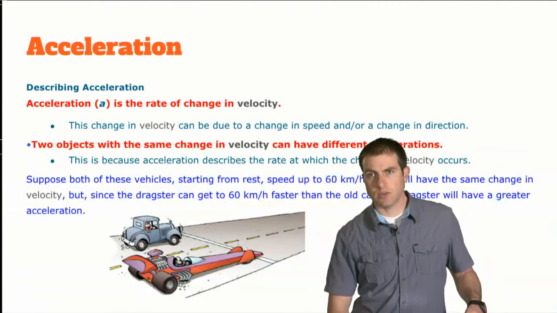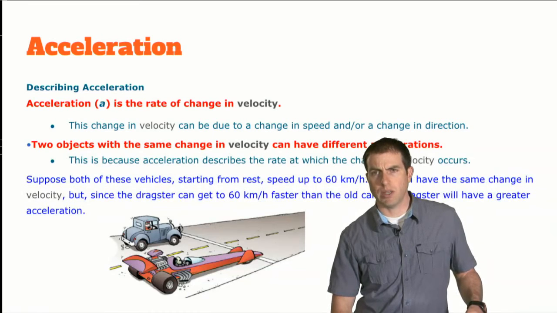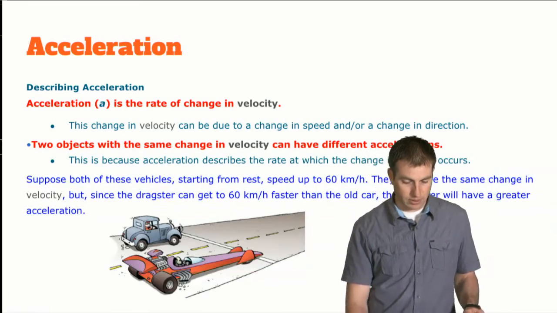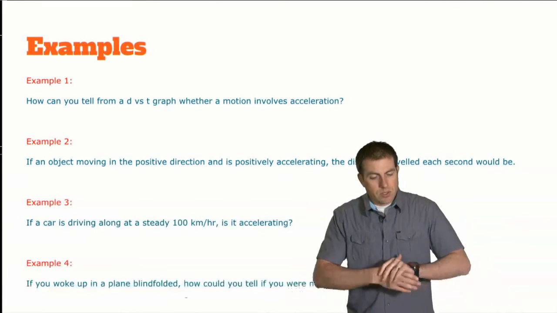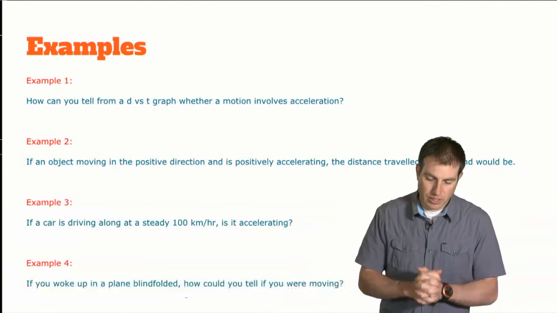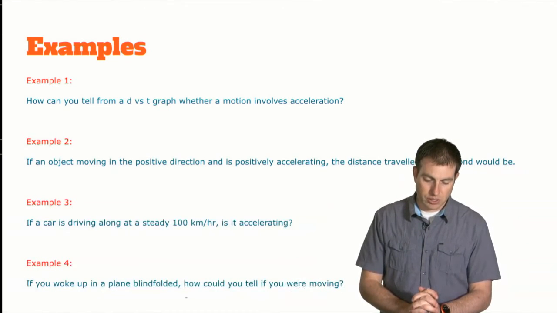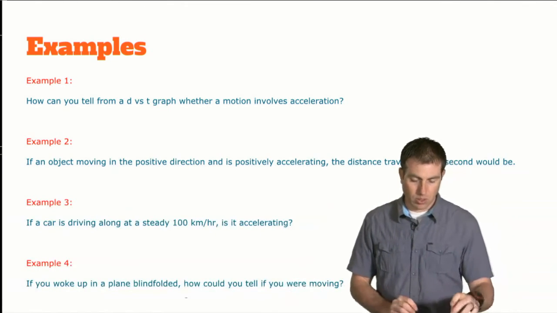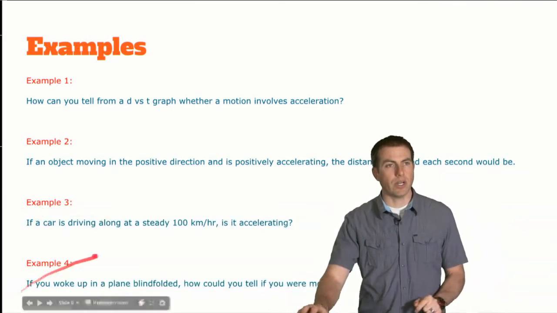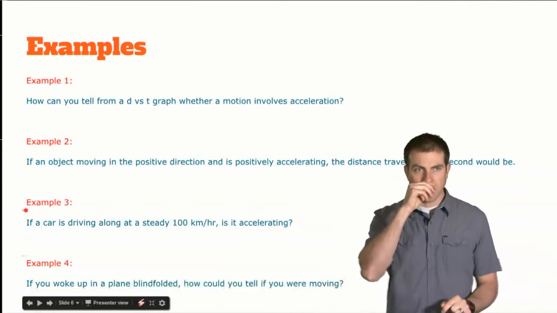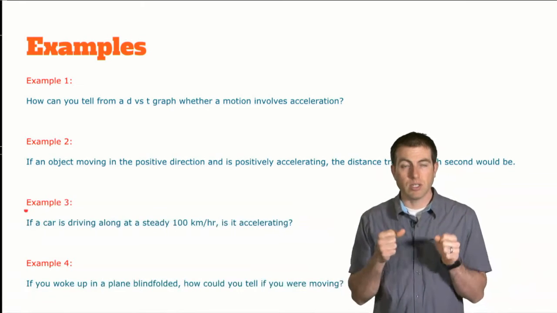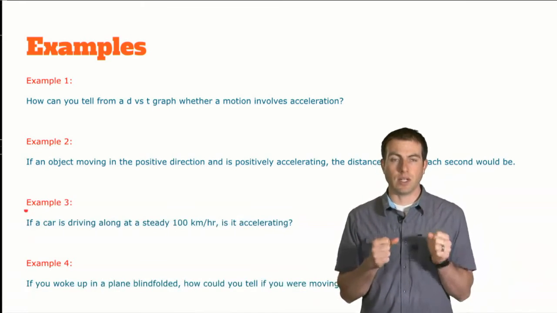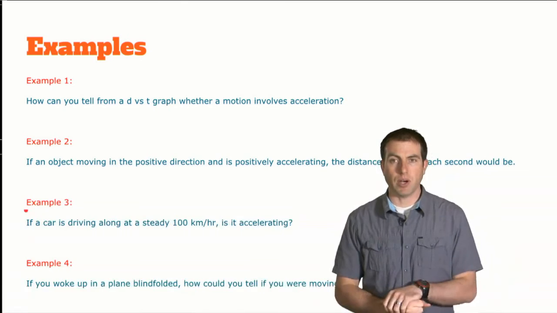So velocity versus time graph acceleration will be shown by the slope being positive. Yes, that is correct. All right, so from a distance time graph, how can we describe acceleration? I still don't like that question. Let's look at examples 3 and 4 here. Example 3, car is moving along at 100 kilometers per hour. Is it accelerating? You're traveling to Vancouver, 100 kilometers per hour down the connector. Are you speeding up? Are you slowing down?